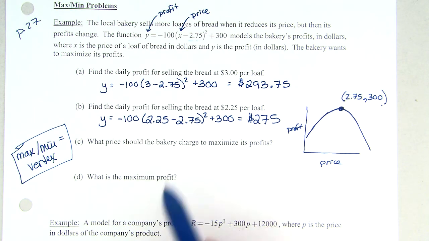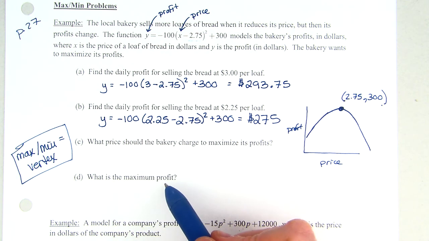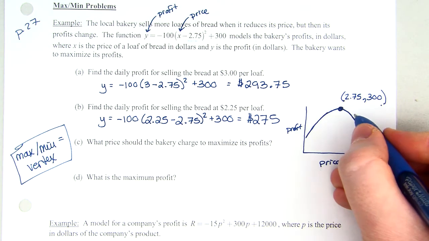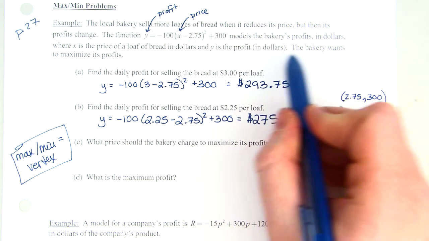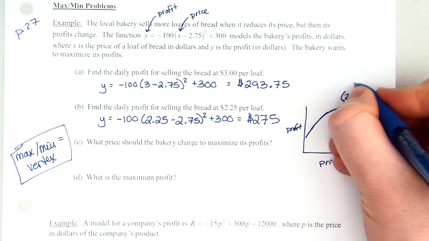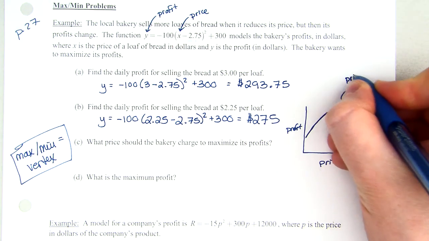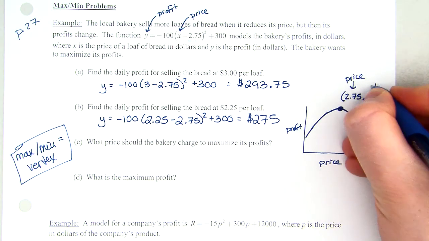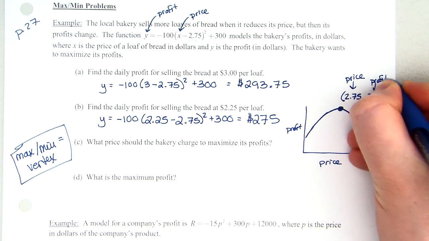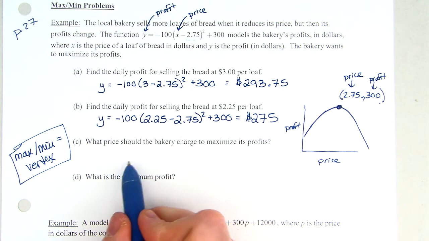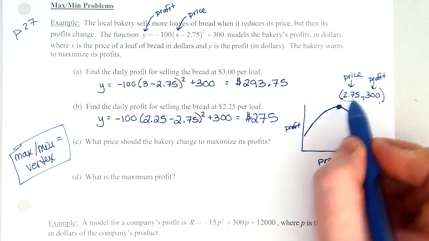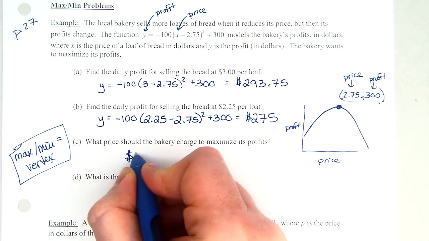Now, all I have to do to answer C and D is just interpret the different coordinates of the vertex. My x-coordinate stood for, what does x stand for in the problem? X stood for the price of a loaf of bread. And the y-coordinate stood for the profit. What price should they charge? I'm just going to choose the price coordinate of the vertex. How much should they charge? They should charge $2.75.